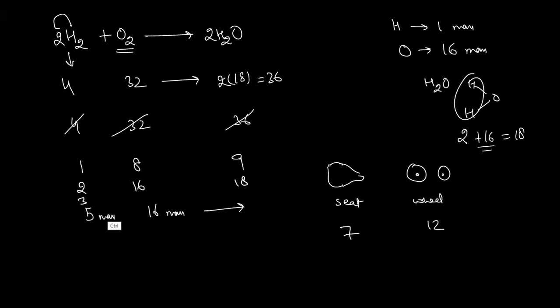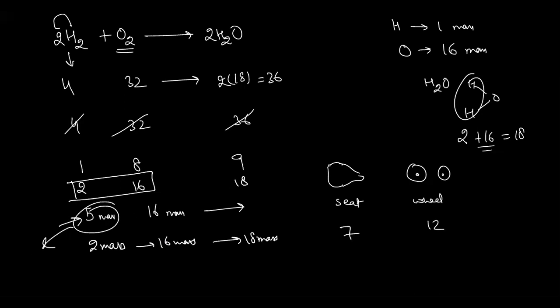So here the 2 mass will consume the whole 16 mass of oxygen. Out of this 5, 2 mass of hydrogen will consume this 16 mass of oxygen and will form 18 mass of water. But from this 5, the 3 will remain unreacted.